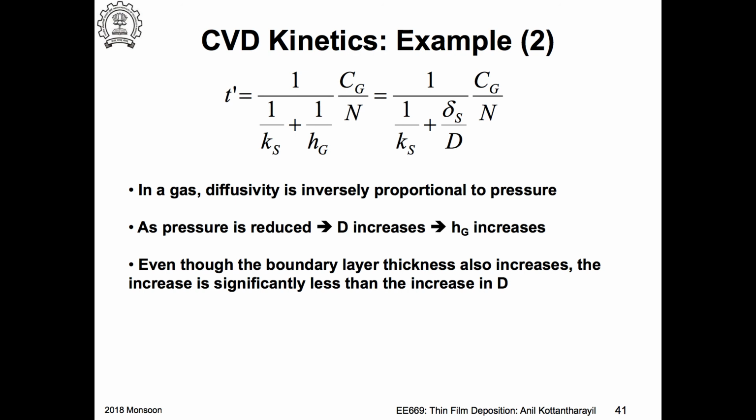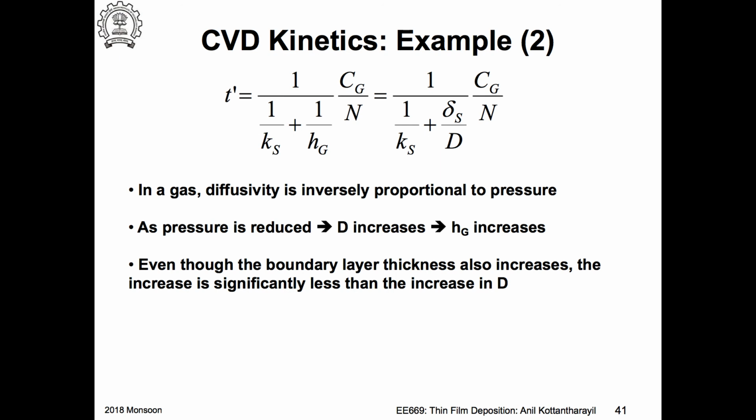What we said is that the reaction is very fast, and this is the limiting thing. So can I now increase the mass flow by some means? I look at this equation for Hg. Hg is equal to D by delta S. So what do I want? I want to increase Hg. So I should either increase D or decrease delta S.